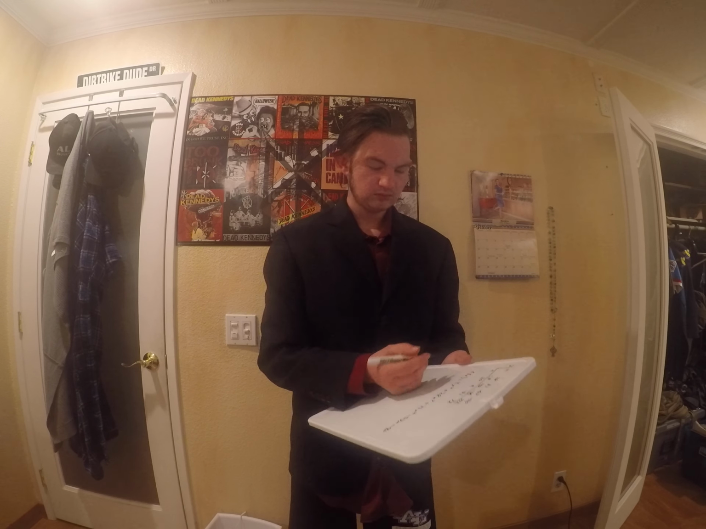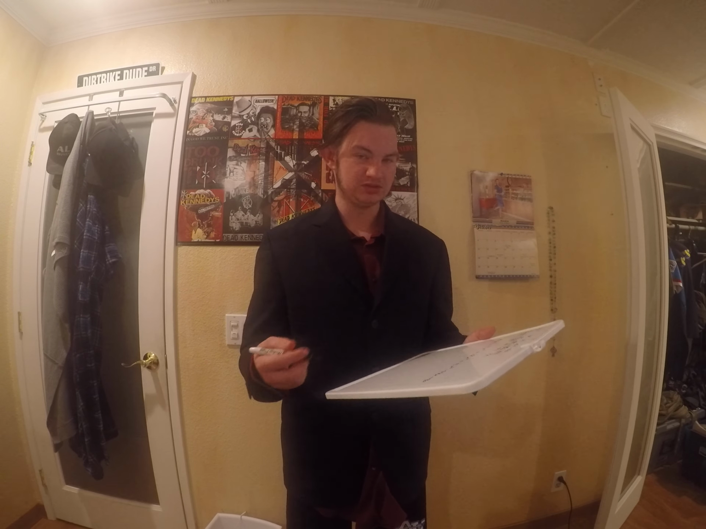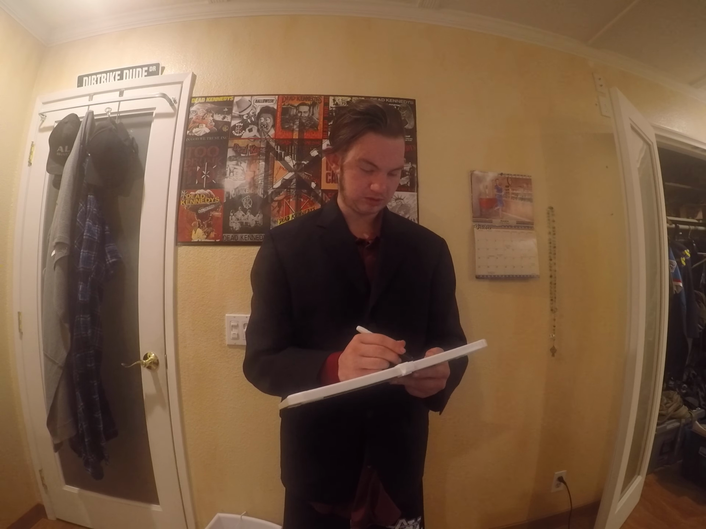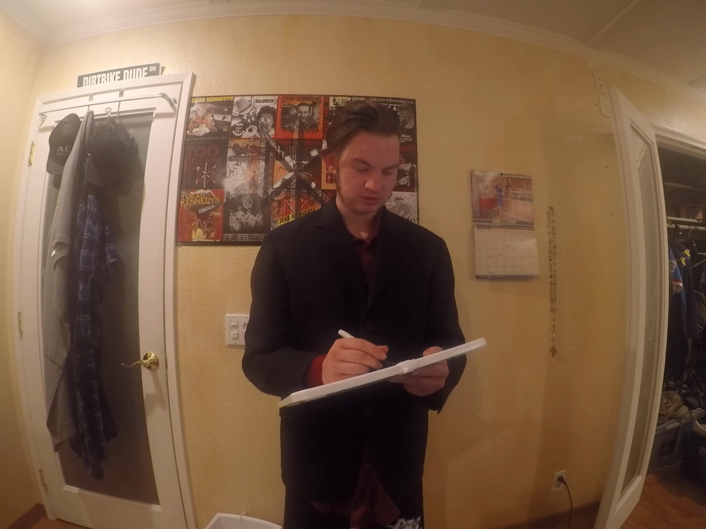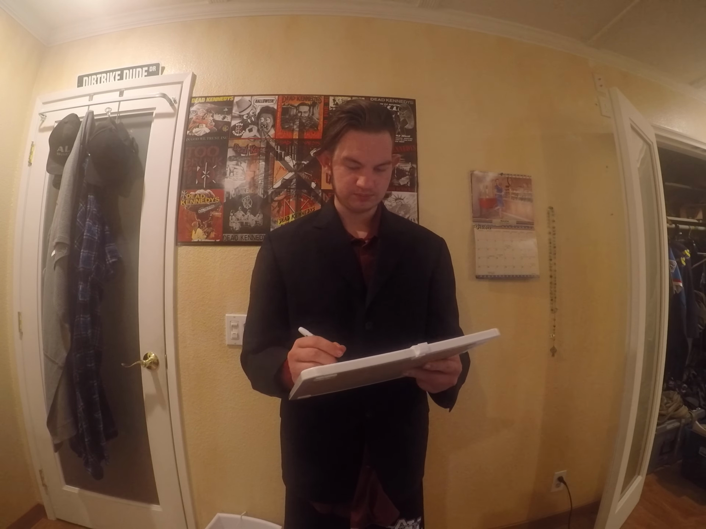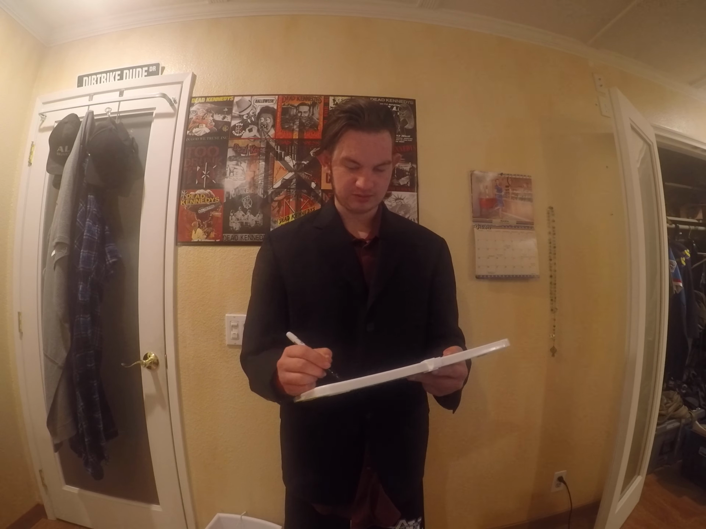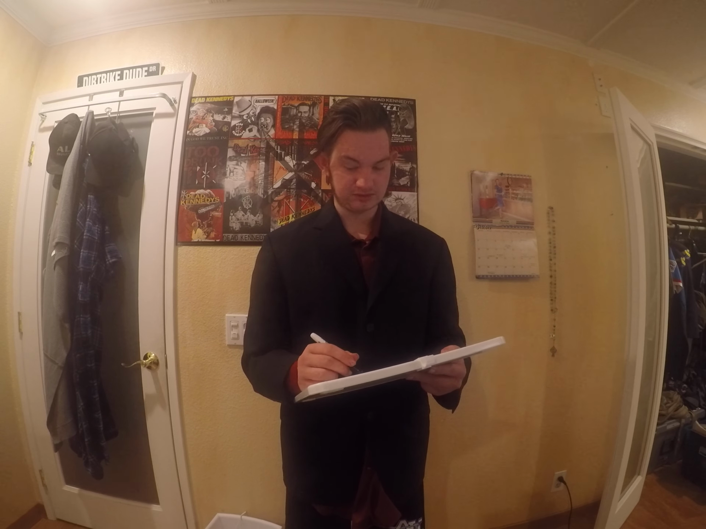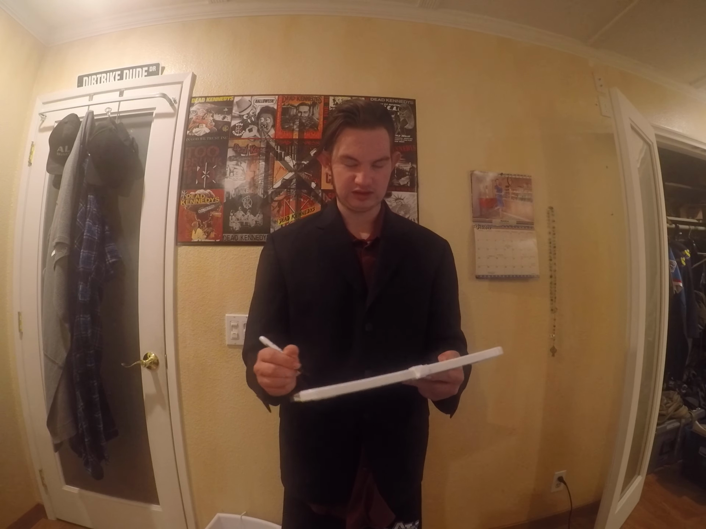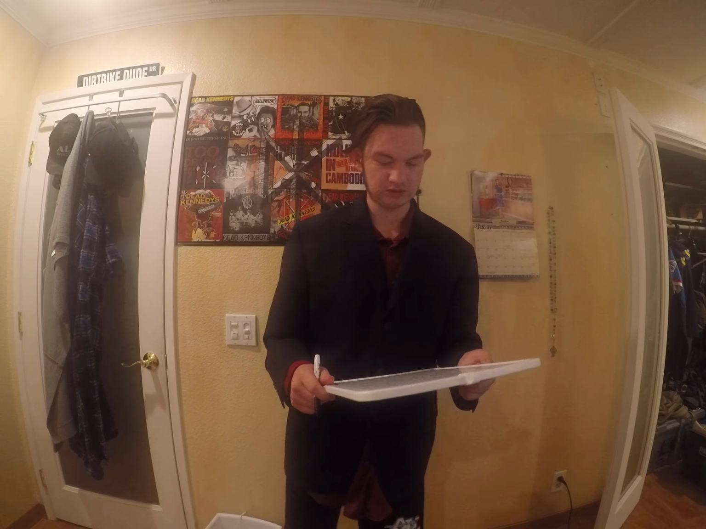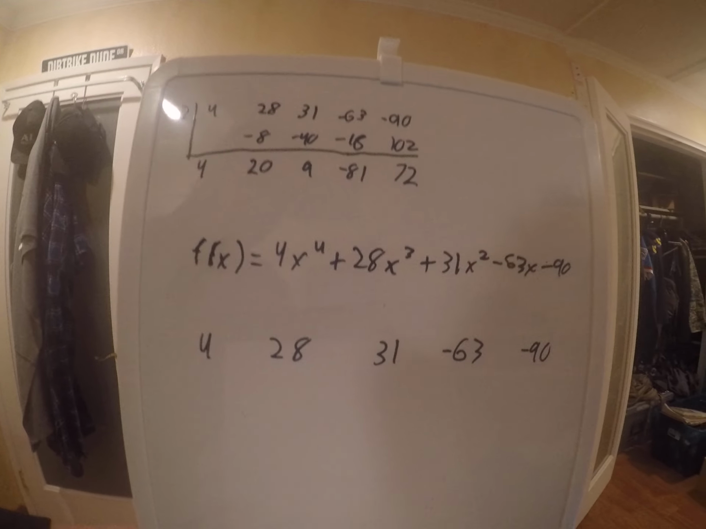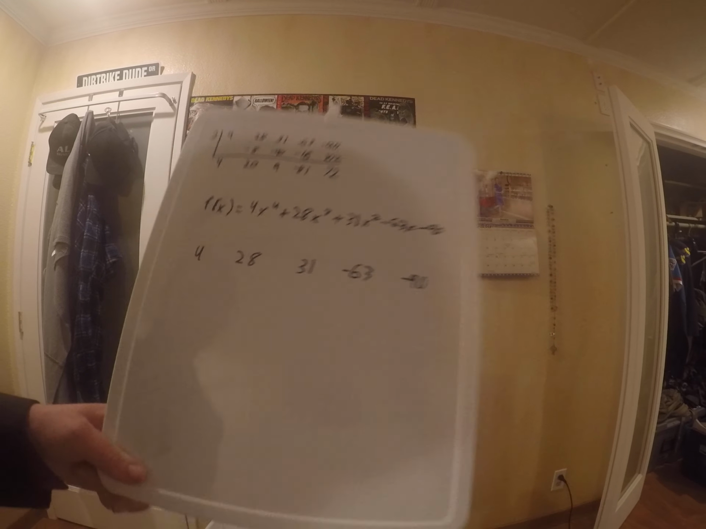So you first take your coefficients of the things. Our coefficients are 4, 28, 31, negative 63, remember that sign, negative 90. Alright, as you can see right here, those are our coefficients.